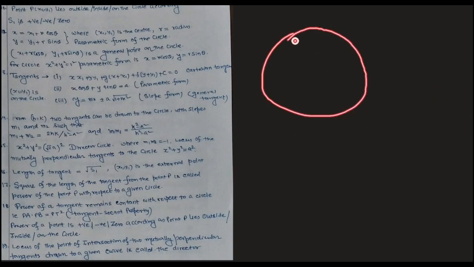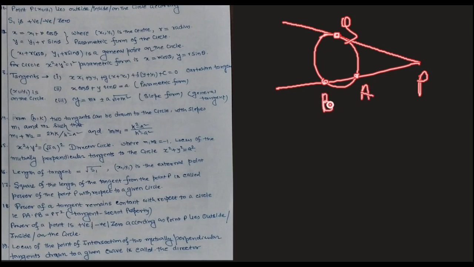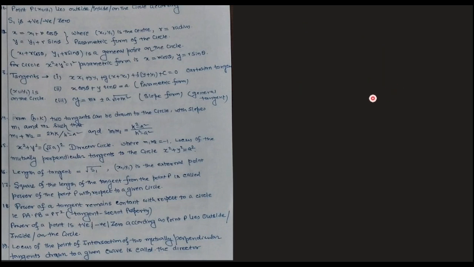Here one important property we observe: suppose this is our point p, and we draw another line segment like this one, pq, and suppose it is pa, pb. So what we notice is that the power of the tangent remains constant with respect to the circle. That is, if you multiply pa by pb, then it will be equal to pt square.